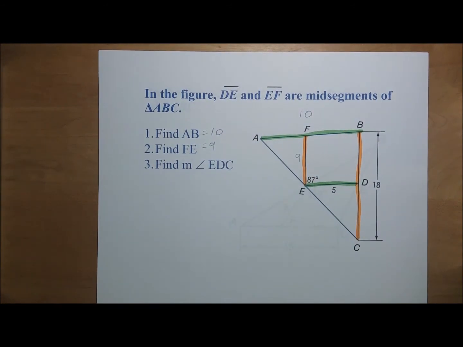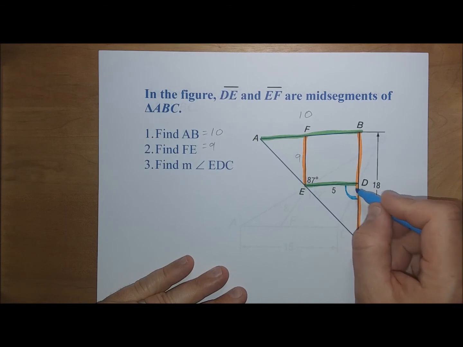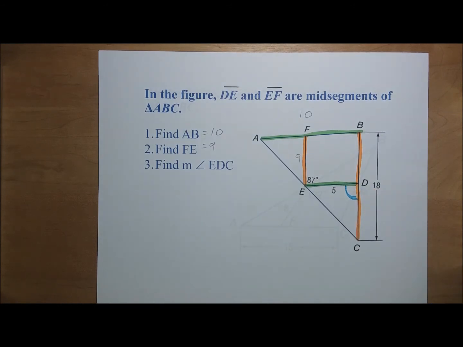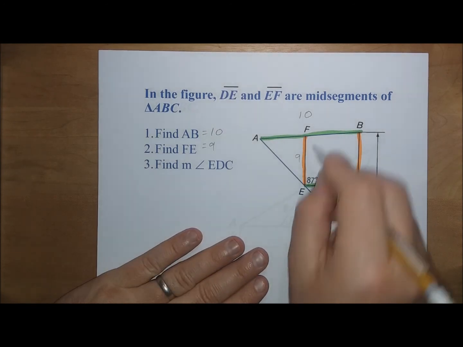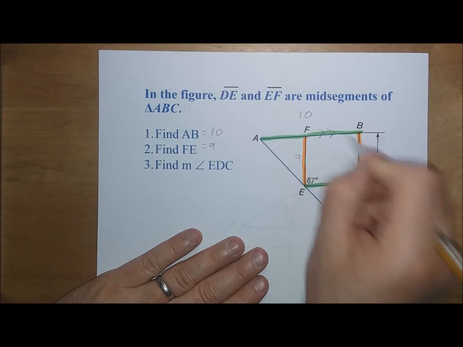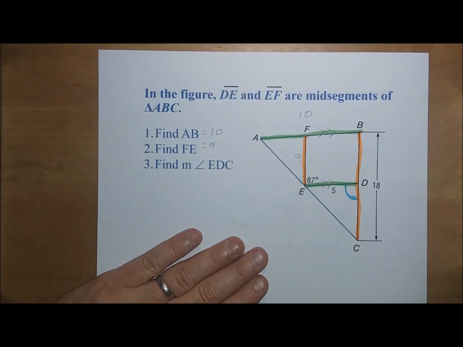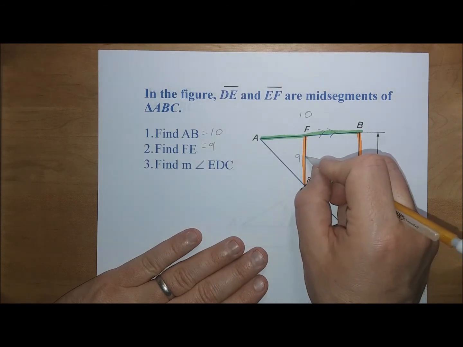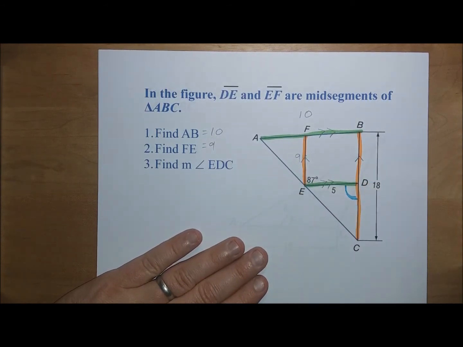Good. Okay. Could we find the measure of angle EDC? This angle right in here. Okay. How would I find that angle? Well, don't forget, there's something else we know about midsegments. We know that these guys are parallel. A midsegment is parallel to its base. In this midsegment, FE is also parallel to its base.